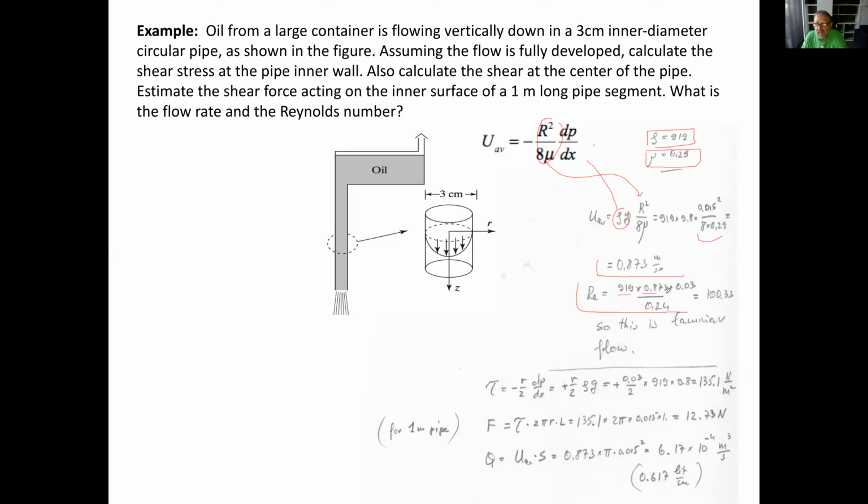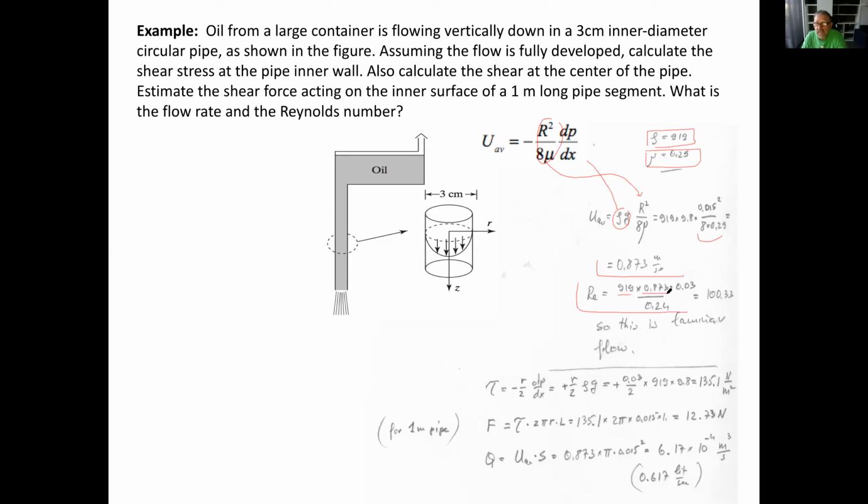Density, velocity, which we calculated here, diameter, viscosity. Reynolds is 100, definitely laminar flow. Let's look at other quantities. So how much is the flow rate? But for example, what is the shear? So we use the original formula because we have dP/dx.